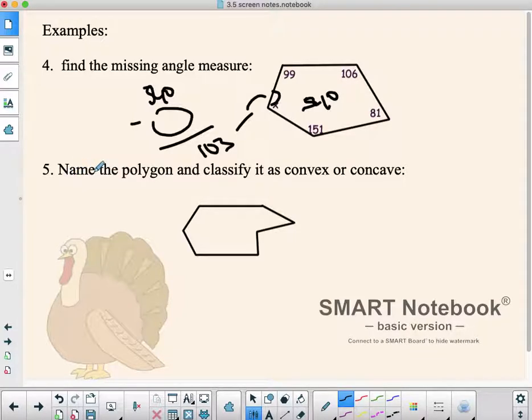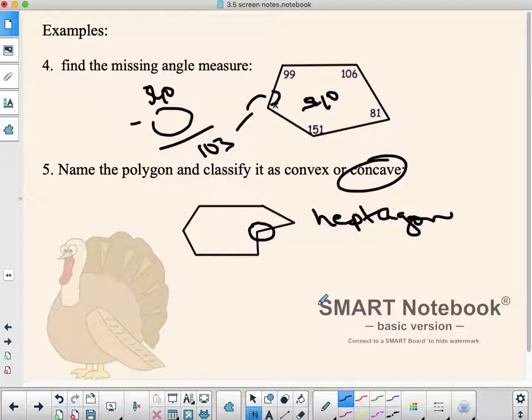Number 5, if I just want to name a polygon and then classify it as convex or concave, again, I have to count up my sides. So 1, 2, 3, 4, 5, 6, 7. It's a 7-sided figure. So then I know that that's a heptagon. That's on my chart that I can look at. And then convex or concave, if I draw a circle around it, am I going to be able to hit all the corners? And the answer would be no. I would miss this one. See how it's caved in right here? So that means it's a concave heptagon.